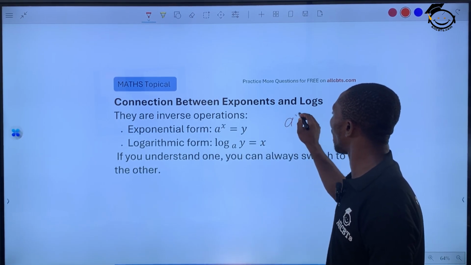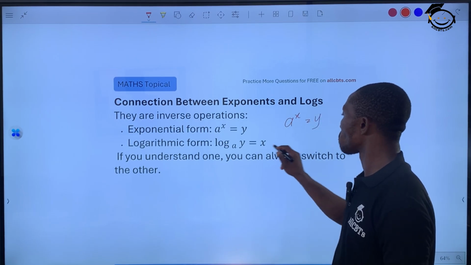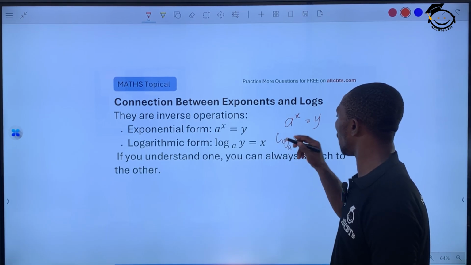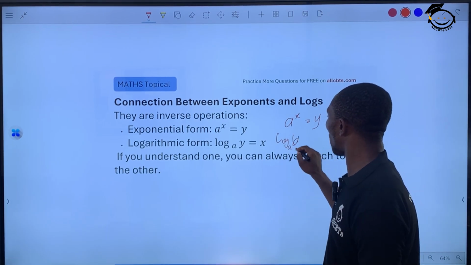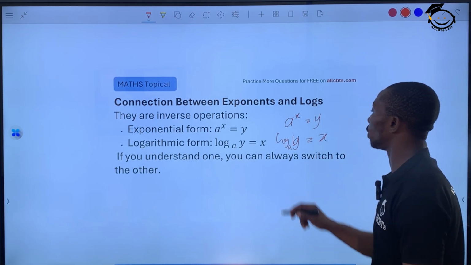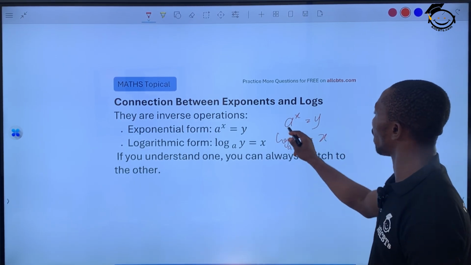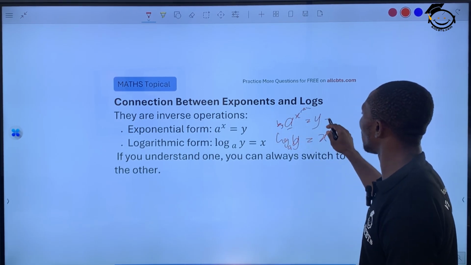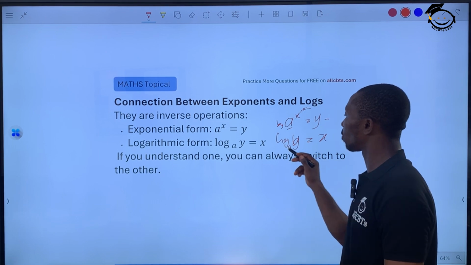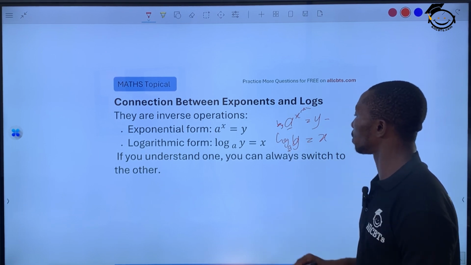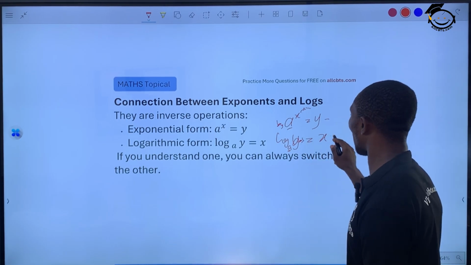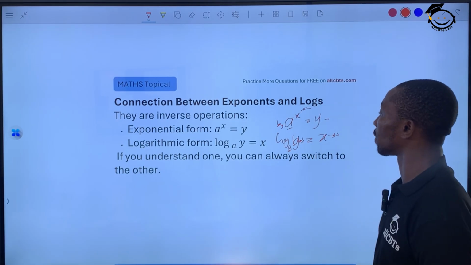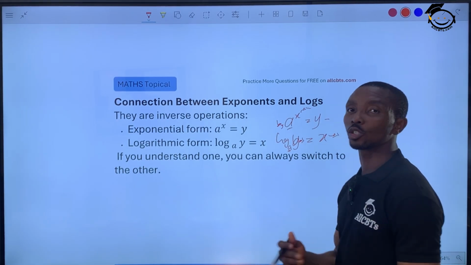We have a raised to power x equals y, and on the other hand, we have log base a of y gives us x, the power to which it is raised. So a here is our base, x is our exponent, and y is our answer. Now in log, a is still our base, y is our answer, and x gives us our exponent. Okay, if you understand one, you can always switch to the other.